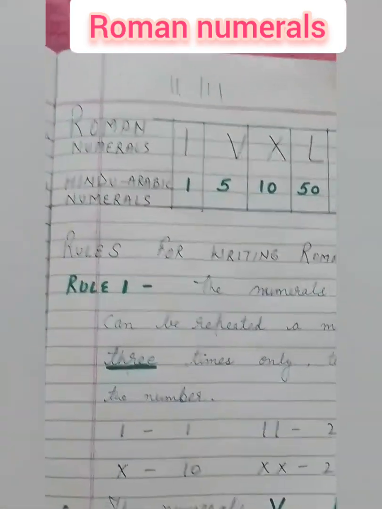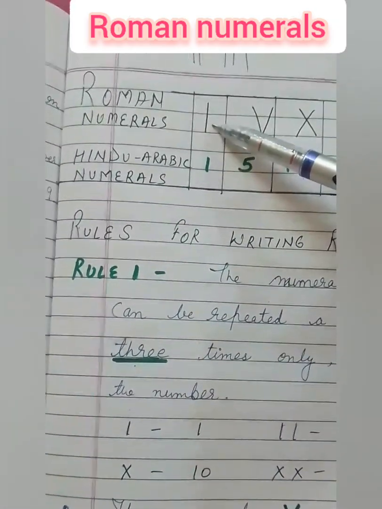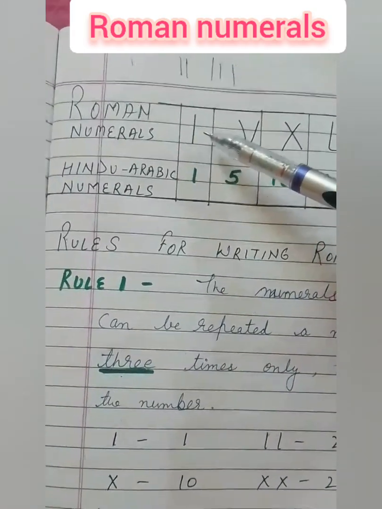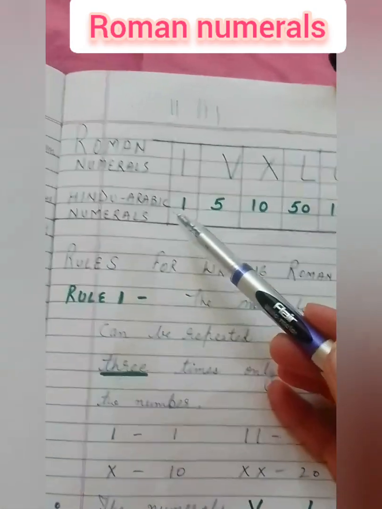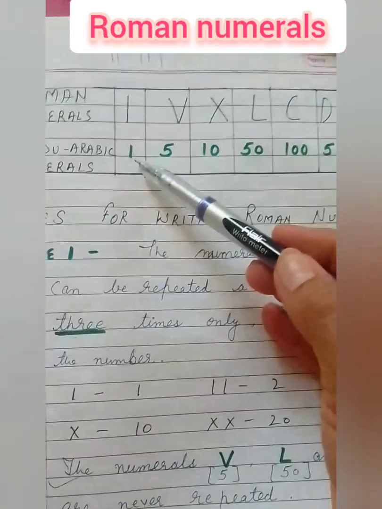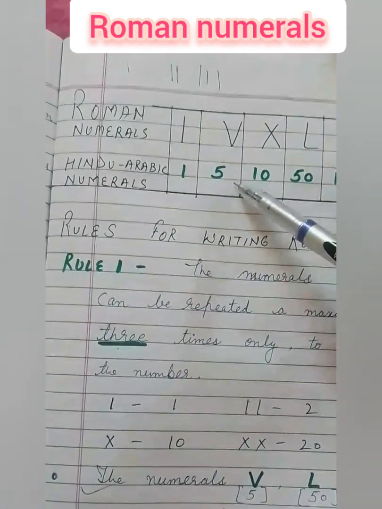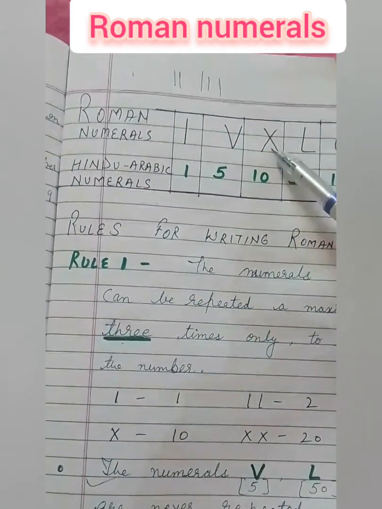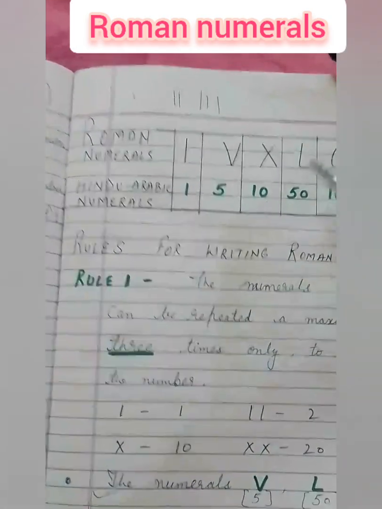If we have to write 1, then we write I. For 2, we use 2 I's. If we have to write 3, then we write with 3 I's. If we want to write 5, then we write V. If we want to write 10, then we write X. If we want to write 50, then it comes L and so on.